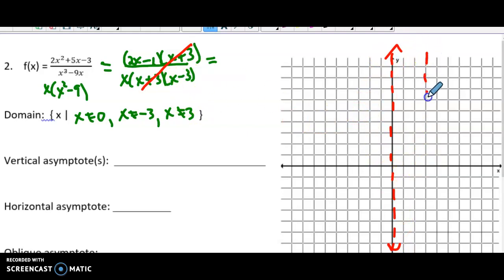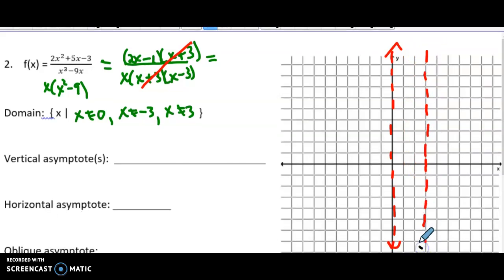I thought it was going to be x equals negative 3 as well, since that's out of the domain. However, the x plus 3 canceled. Okay, so that means x equals negative 3 is not a vertical asymptote, even though it's not in the domain. My vertical asymptotes are simply x equals 0 and x equals 3.